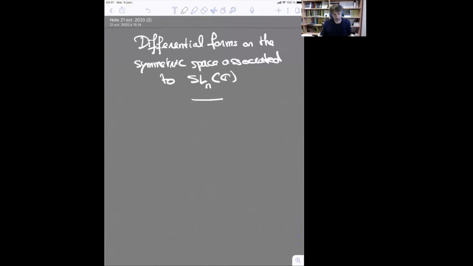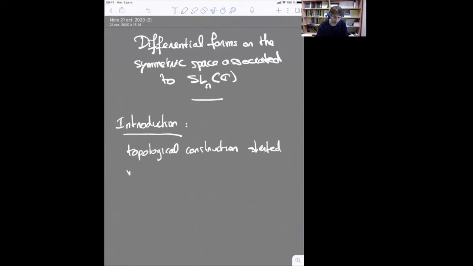And so to first make the link with the subject I've discussed so far, remember that the whole topological construction started from the consideration of a certain Thom form. So the topological construction started with a certain Thom form, and now the goal today is to describe a differential form representative of this Thom form.